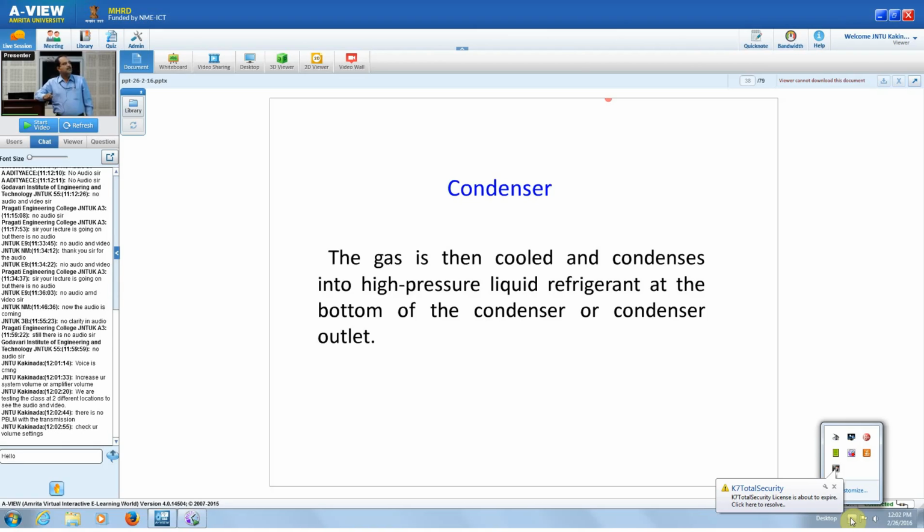The gas is then cooled and condensed to refrigerant at the bottom of the condenser, or condenser outlet. So the pressure is high, but the temperature decreases. Yes, the pressure is constant. You see in the pressure enthalpy diagram, the temperature decreases. Yes.